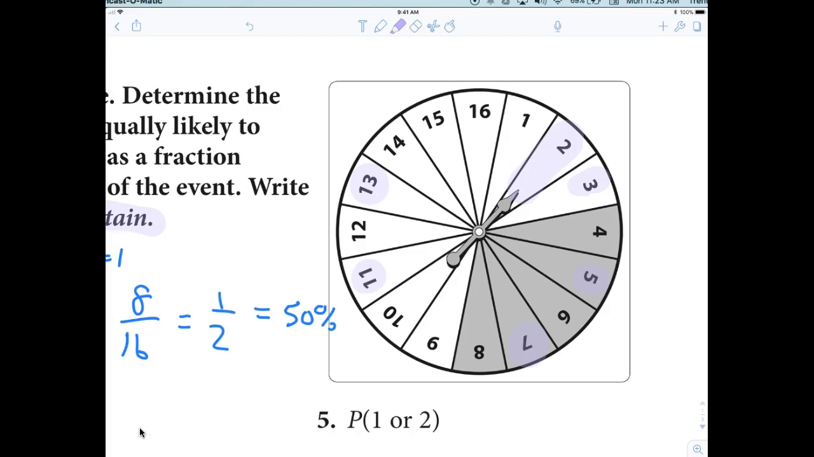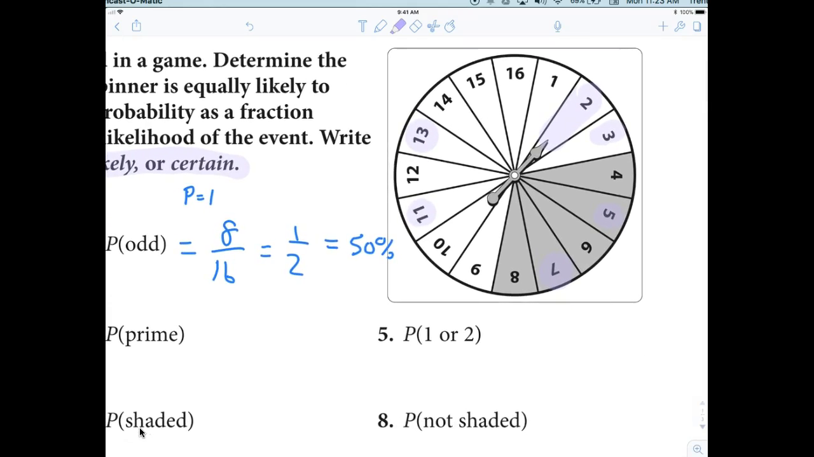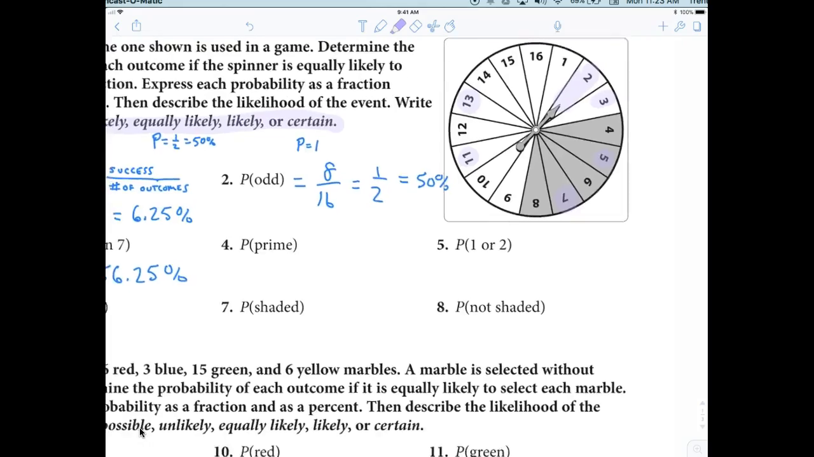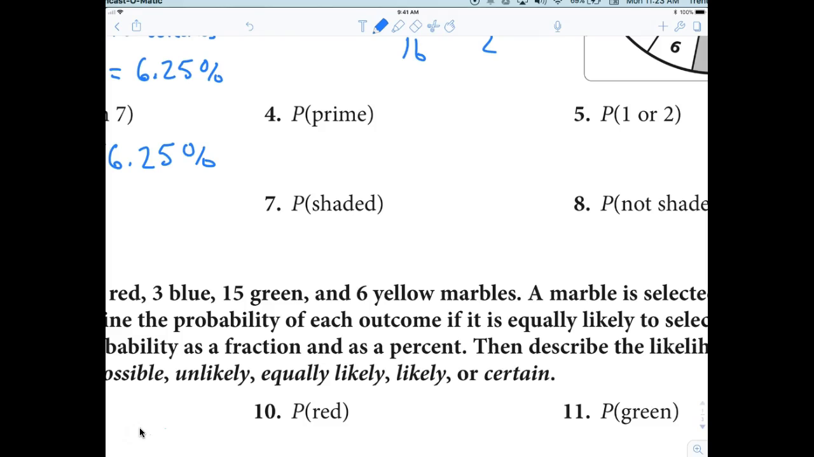So now you're just counting. How many primes are there? Count them up, please. There are 6. So 6 out of 16. Now you have to reduce that. So 6 out of 16 reduces to what? 3 out of 8. And 3 out of 8 is what percentage? 37.5%.